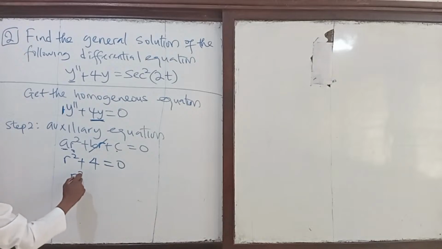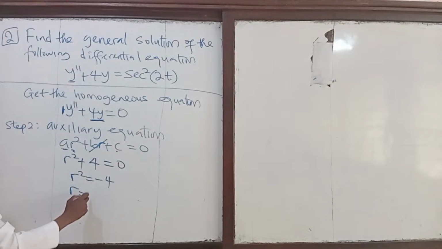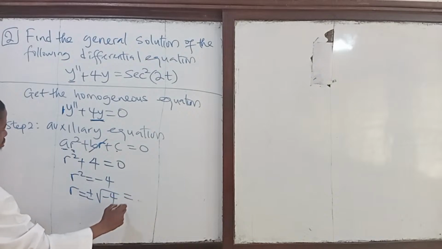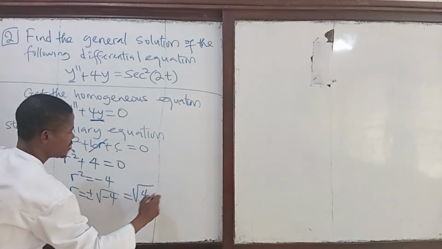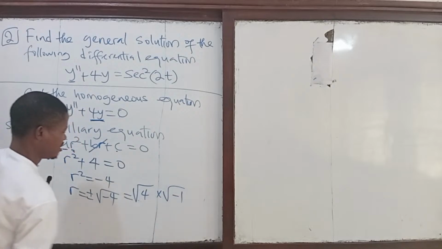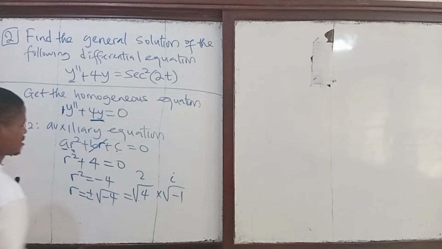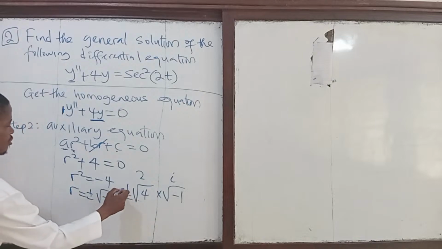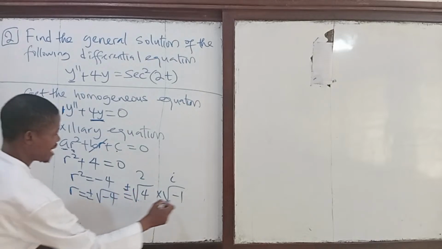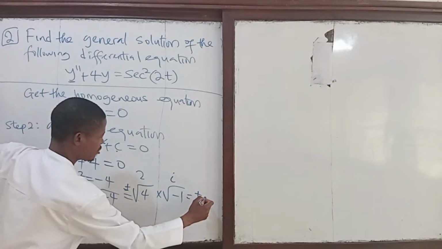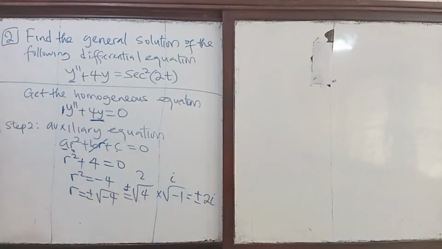So R squared is going to be equal to minus 4. So R is equal to plus or minus the square root of minus 4, which is equal to the square root of 4 times the square root of minus 1. This will give you 2, and this will give you i. That will be plus or minus 2i.